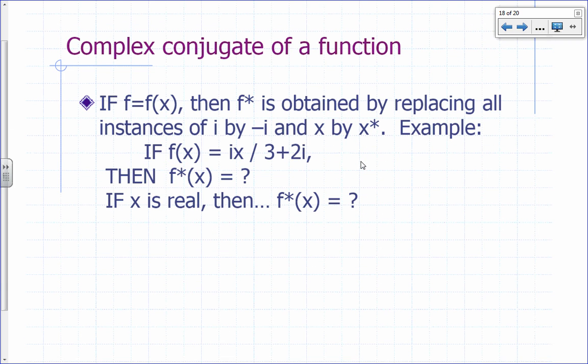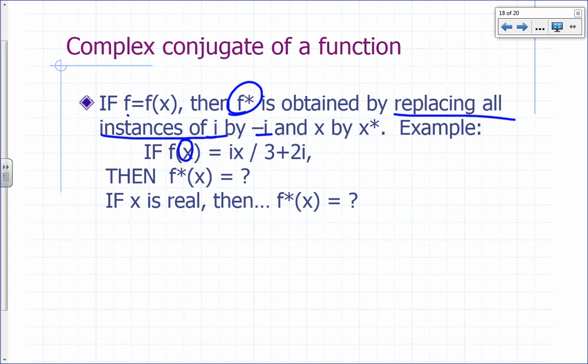Let's talk about the complex conjugate of a function. If f is a function of x, then the complex conjugate of function f is obtained by simply replacing all instances of i by negative i. So that's the rule. To take the complex conjugate of anything, anytime you see an i, replace it by negative i. And now if it's possible for x to be a complex number, then anytime you see an x, you replace it by x star. If you don't know if x is a real number or not, but it could be complex, then anytime you see an x, replace it by x star. Now, if you know x for sure is real, then you don't have to replace it by x star, because if it's a real number, x would be equal to x star.